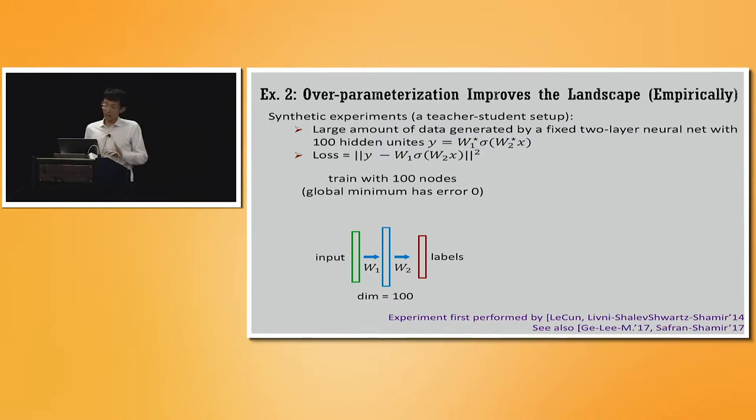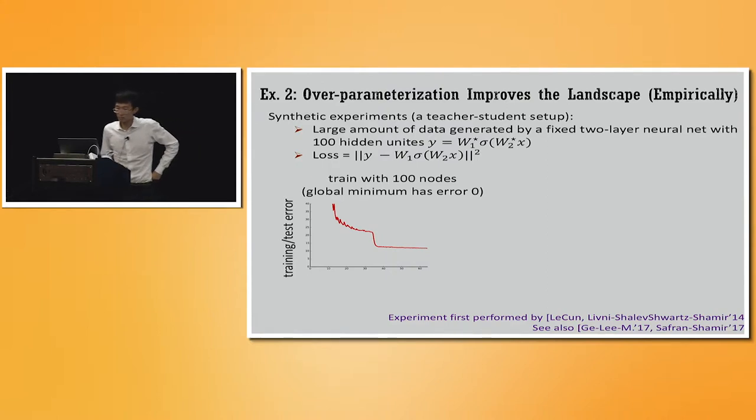If you do that, we know that the global minimum has error zero, because if you set W1 to W1 star and W2 to W2 star, then that's a global minimum. However, if you really train it, you find that the error is not great.